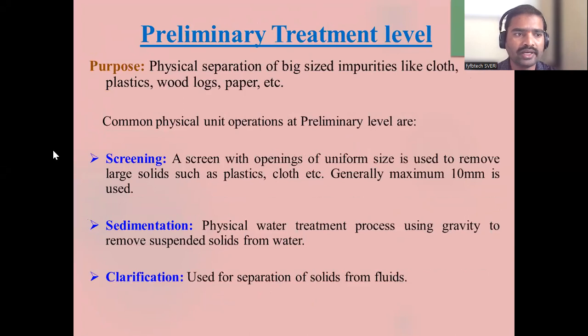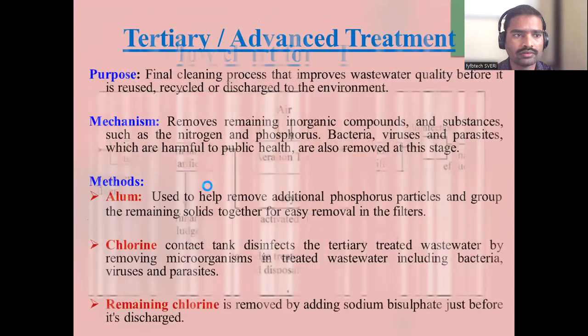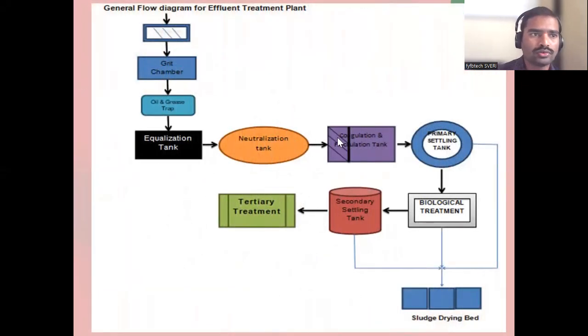So in the preliminary treatment, I will show that schematic diagram. This one you have seen, and there is one more flow diagram. This will give the entire flow of the effluent treatment plant. Yesterday many people were absent, so I will just take 10 minutes to explain this. Now you have to tell me, what is this one?